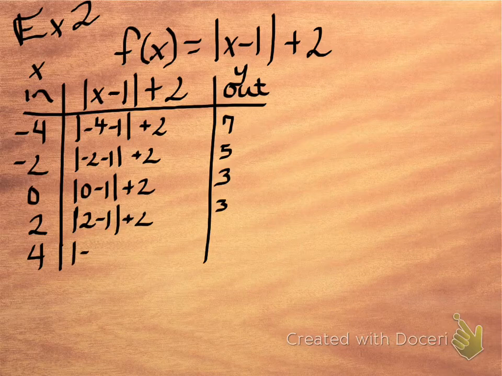The absolute value of 4 minus 1. 4 minus 1 is 3. 3 plus, the absolute value of 3 is 3. Plus 2 is 5.